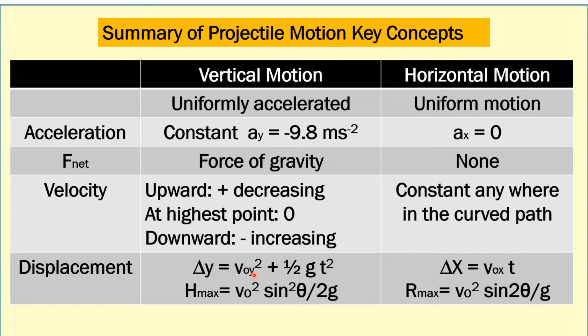So there should be a subscript y. When you're going to use this formula, there should be a subscript y, such as v sub 0y squared, to emphasize that you are talking about the vertical component of the initial velocity.